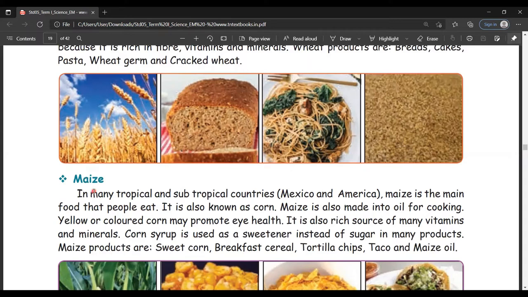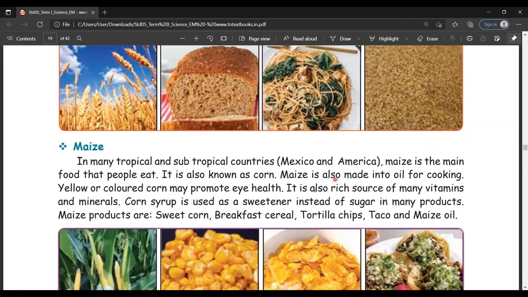In many tropical and subtropical countries, maize is the main food, an important food for the people. It is also known as corn. Maize is also made into oil for cooking, corn oil.